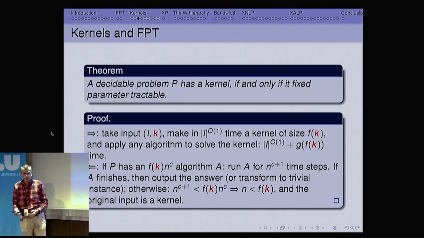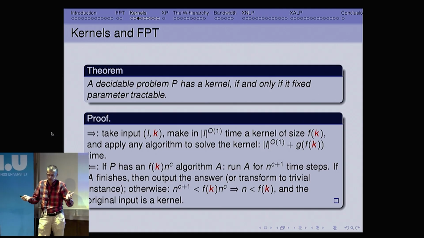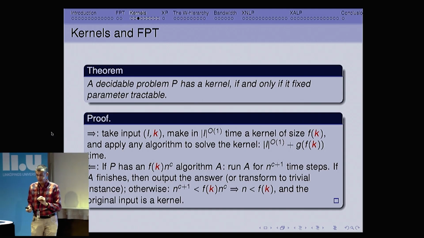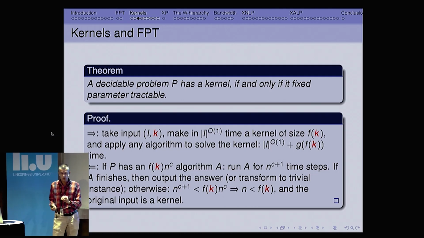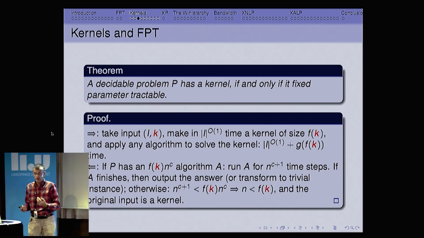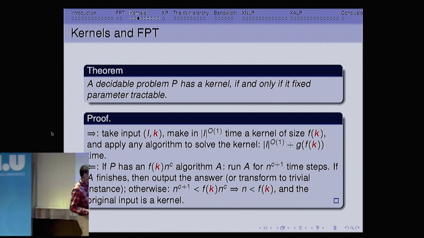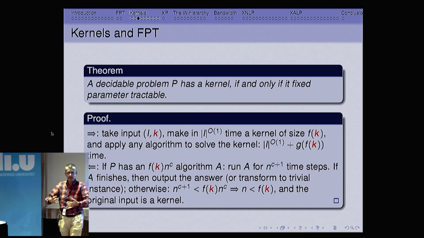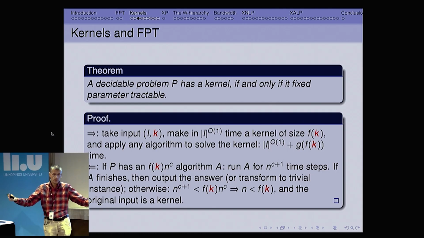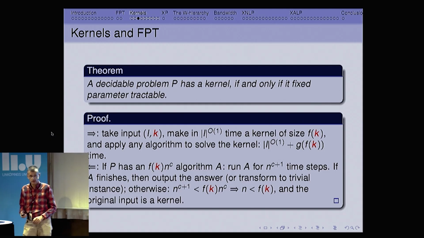So I have my kernel, or very formally, you would give a trivial order 1 size yes or an order 1 size no input, but you're done. If it doesn't terminate, then I know that n to the c plus 1 is smaller than f of k times n to the c, because the algorithm didn't terminate. So divide left and right by n to the c, I know that n is smaller than f of k. So I can actually take the input itself, and the input itself is bounded by a function of your parameter. So I have a kernel, a very boring kernel, but it is one.